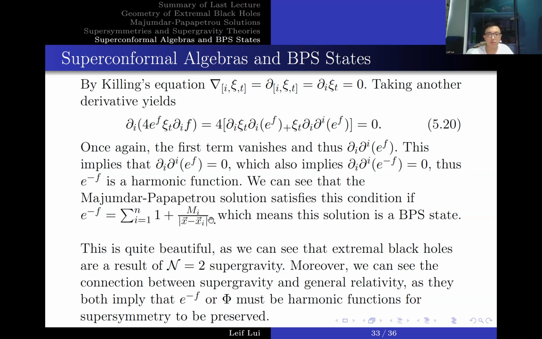And we can see that the Majumdar-Papapetrou solution satisfies this condition because e to the minus f is simply this, which means that the Majumdar-Papapetrou solution is a BPS state. And this is quite beautiful, as we can see that extremal black holes are a result of N equals 2 supergravity. And moreover, we can see the connection between supergravity and general relativity, as they both imply that e to the minus f, or phi, must be a harmonic function for supersymmetry to be preserved.